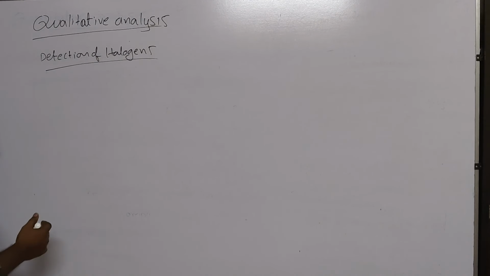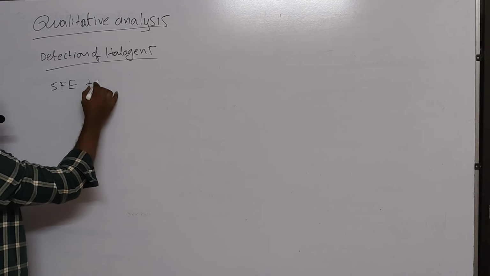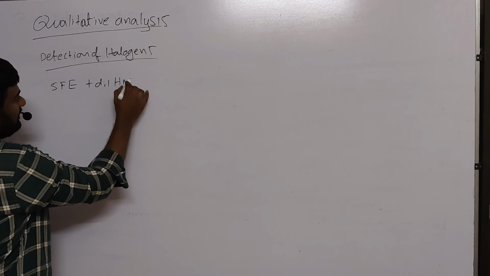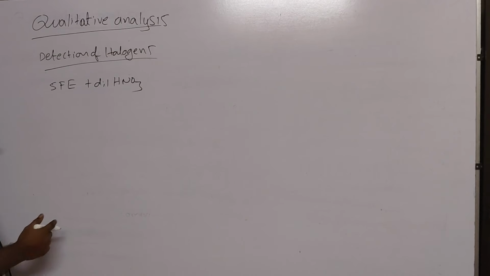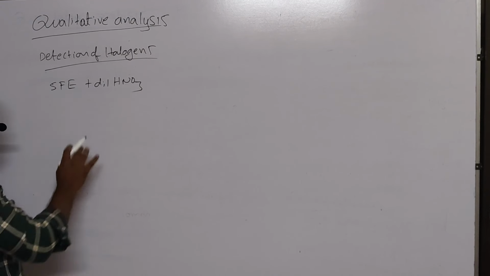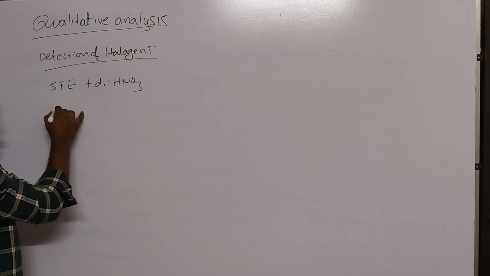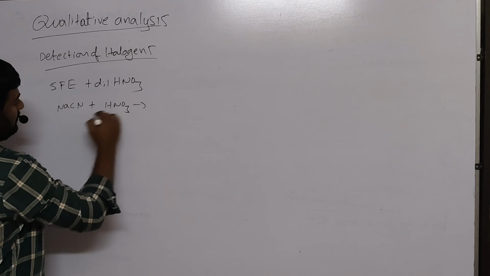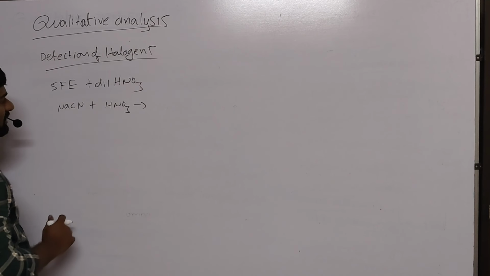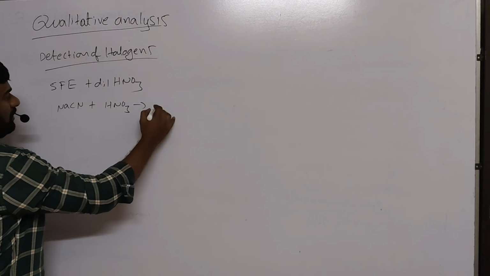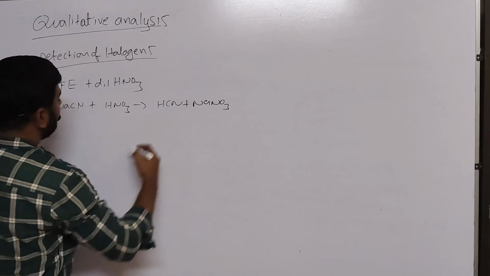Before going to test for halogens, first we have to add dilute HNO3 to the sodium fusion extract (SFE). Why do we have to add it? If nitrogen is present, the sodium fusion extract contains NaCN. When HNO3 is added to this, the nitrogen will be removed in the form of HCN and NaNO3 will be obtained.